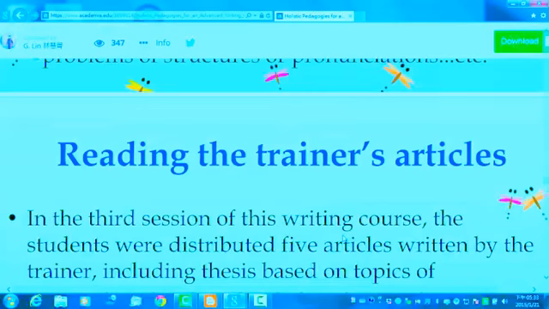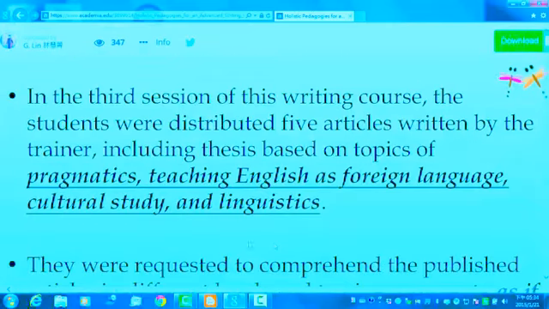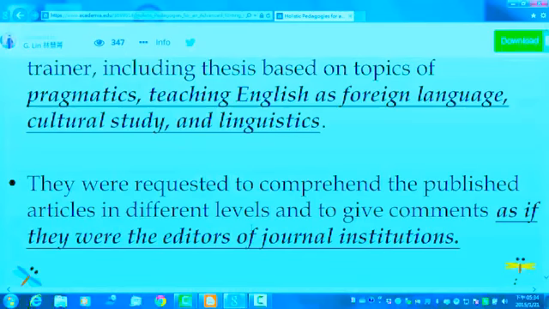Reading the trainer's article. In the third session of this writing course, the students were distributed 5 articles written by the trainer, including theses based on topics of pragmatics, teaching English as a foreign language, cultural study, and linguistics. And they were requested to comprehend the published articles at different levels and to give comments as if they were the editors of the journal institutions.